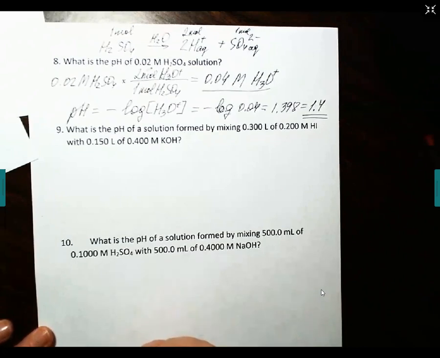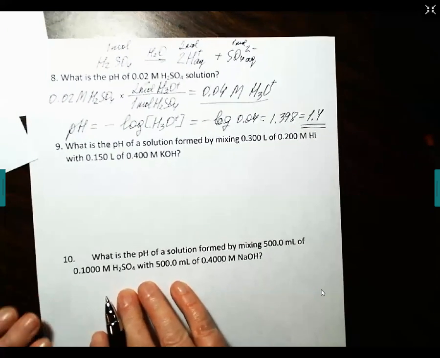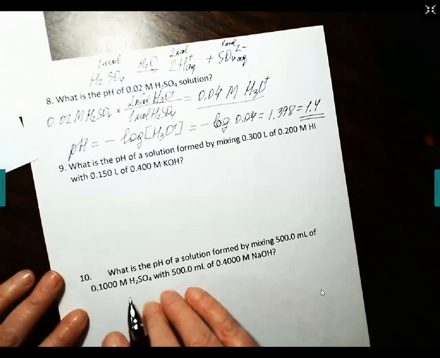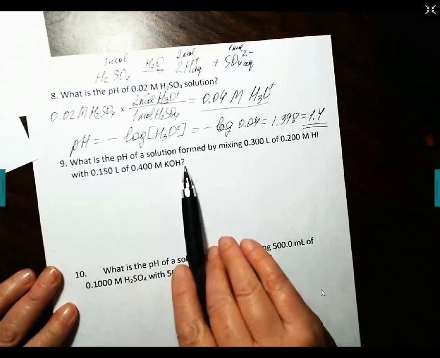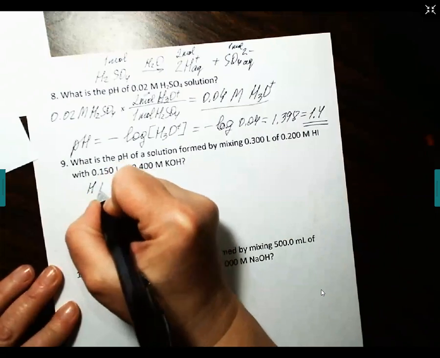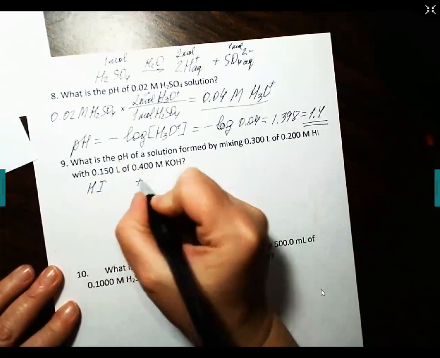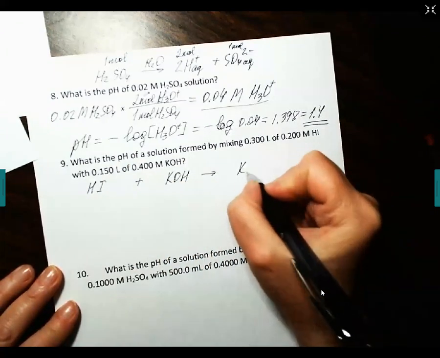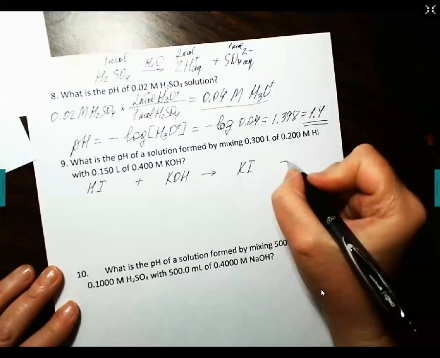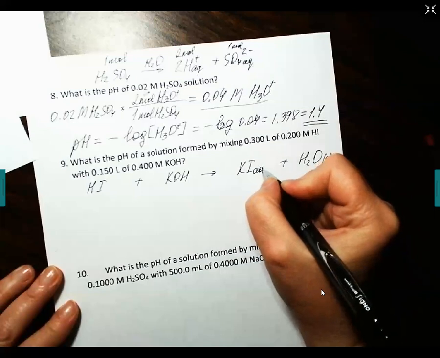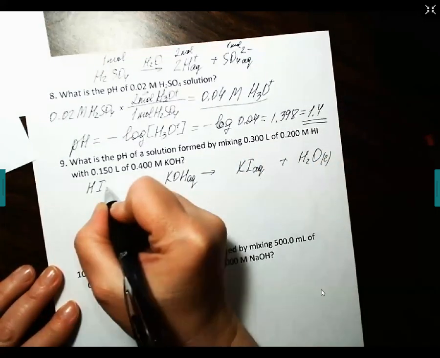Now let's try to solve a limiting reaction problem and calculate the pH of the final solution. We know that for all limiting reaction problems, we should start with writing and balancing the reaction. We have hydroiodic acid plus potassium hydroxide. Products are potassium iodide and liquid water.